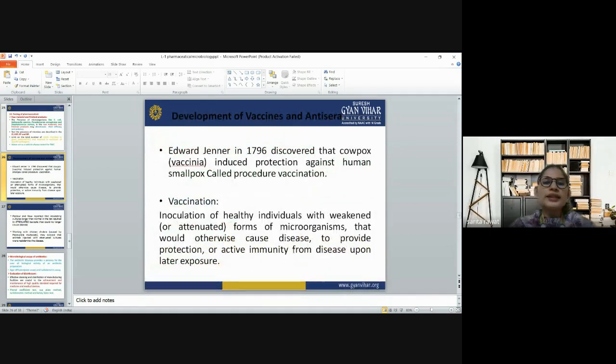Now, also in the development of vaccines and antisera. Edward Jenner in 1796 discovered that cowpox, vaccinia, introduced protection against human smallpox, which is called the procedure of vaccination. Then what is vaccination? Inoculation of a healthy individual with a weakened or attenuated form of microorganisms that would otherwise cause disease, to provide protection of active immunity from the disease upon later exposure.